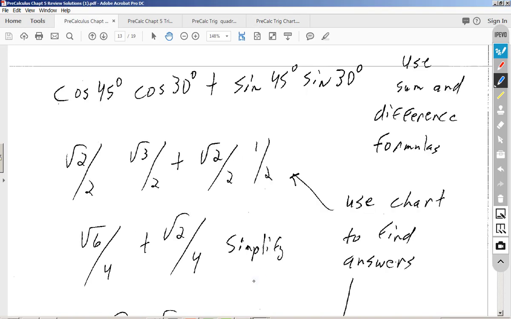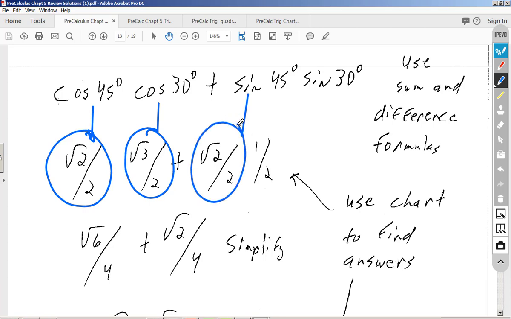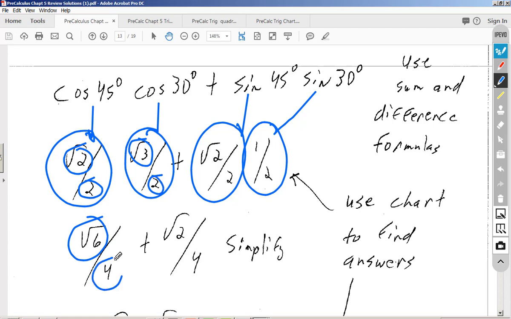So notice here's my cosine of 45 is the square root of 2 over 2. Cosine of 30 was square root of 3 over 2. Sine of 45, square root of 2 over 2. Sine of 30, 1/2. Okay, now I'm going to multiply square root of 3 times the square root of 2. It's going to give me the square root of 6. I got 2 times 2 is going to be 4. I still have my plus sign here.